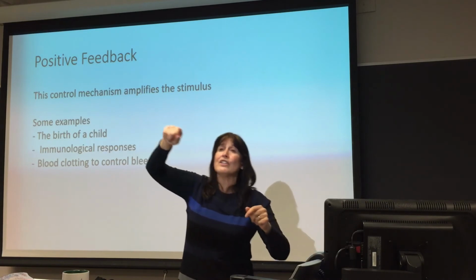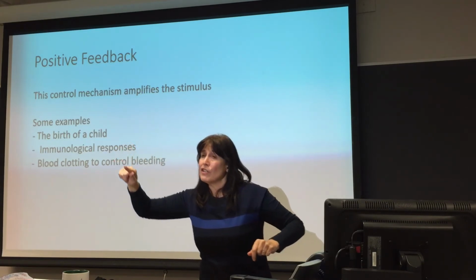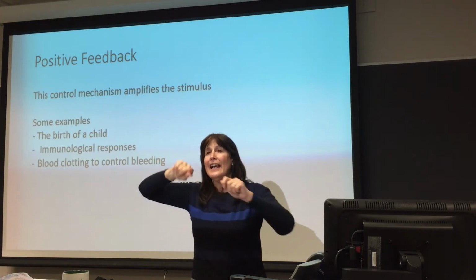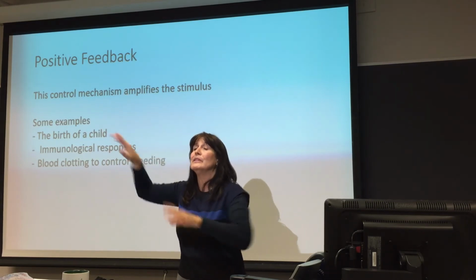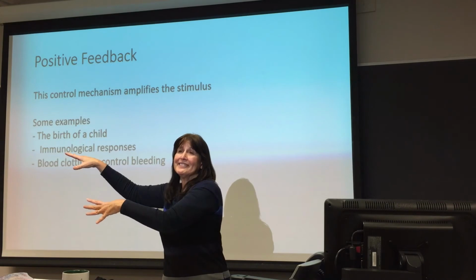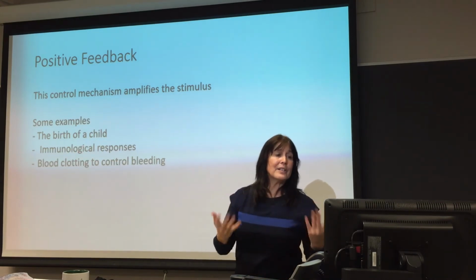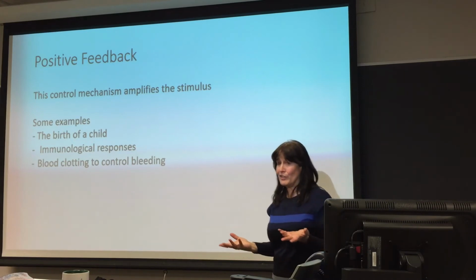So the contractions are harder, the baby's hitting up against harder, so you get a positive feedback. We're going to give more oxytocin. Oxytocin is going to cause a greater release and a greater contraction of the uterus, and this builds and builds and builds until the baby's born. Okay, and then you come back to the normal homeostasis. And you could see the same thing in an immunological response.